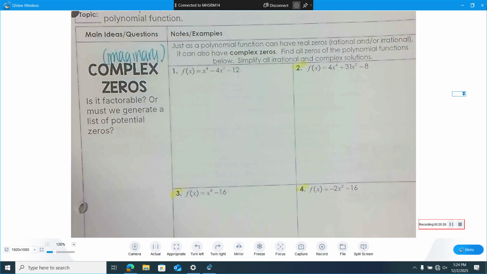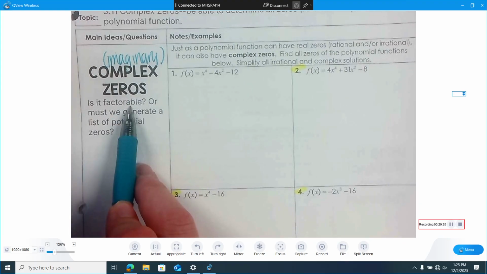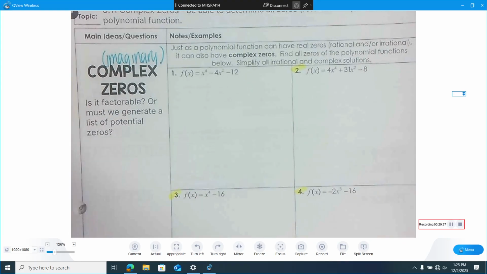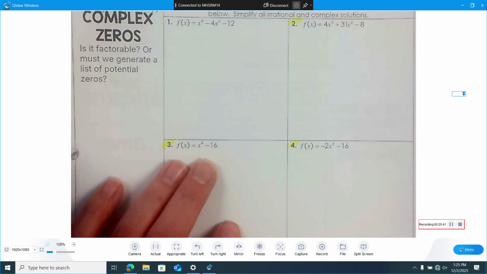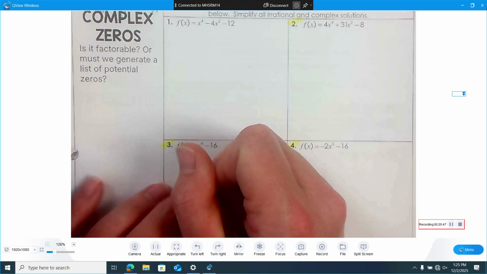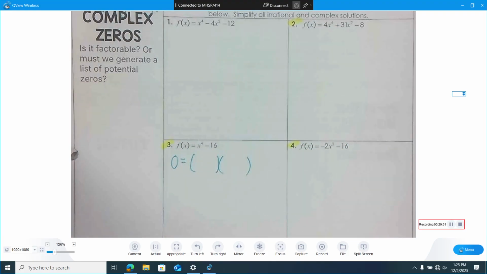All right? And so, always, can we factor first? Okay? And that's always where we're going to start. So we're going to do number 3 here. And I look at x to the 4th minus 16, and I think, can I factor that? You actually can. It double bubbles.